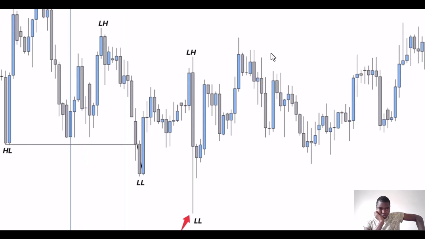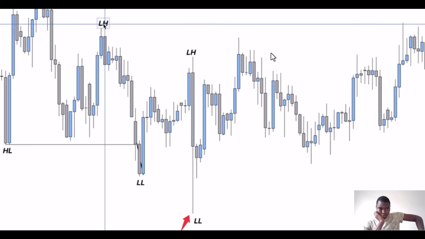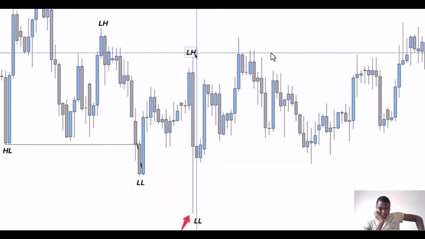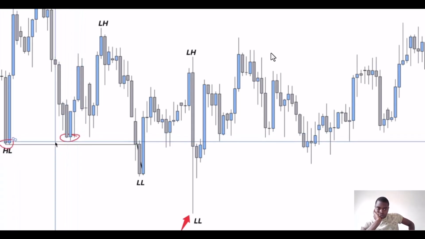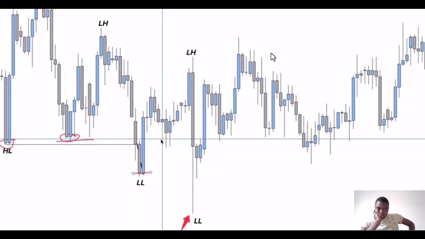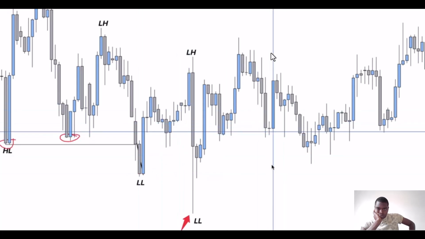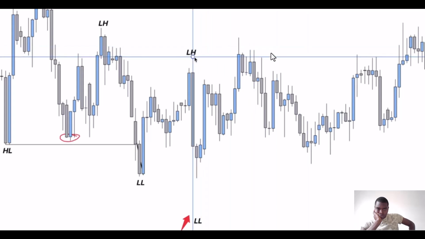I'm going to mark this as well. We have a high, then we have a lower high, lower low, lower high. Note how we didn't mark this low. It's because it's not a lower low. This low was lower, so this is actually still a higher low until we break this point, which creates the downtrend.